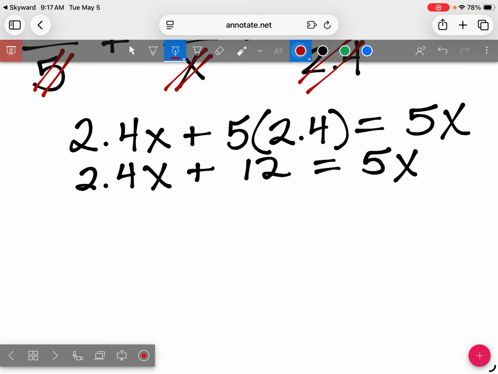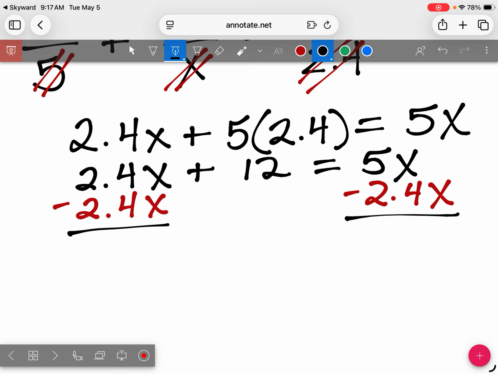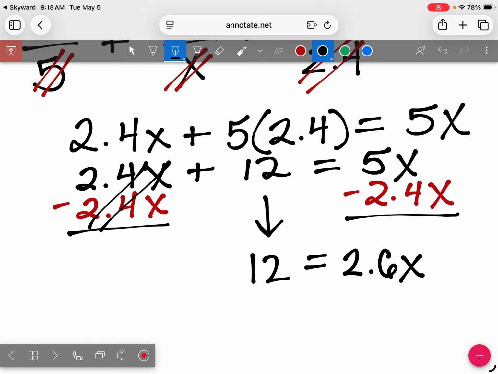So now instead of adding my like terms, I actually have to move it over. So I'm going to subtract 2.4x from both sides. And then the last step would be to divide both sides by 2.6.